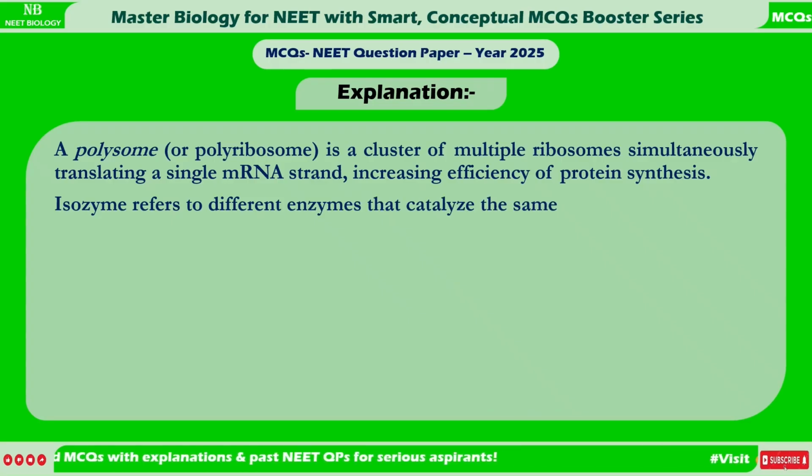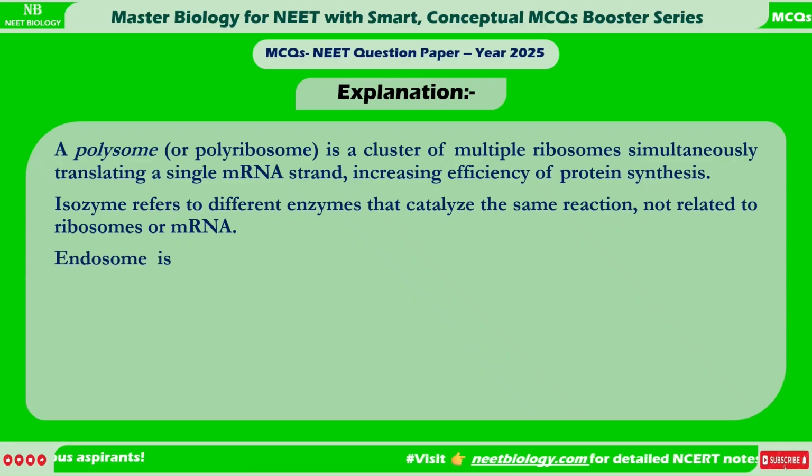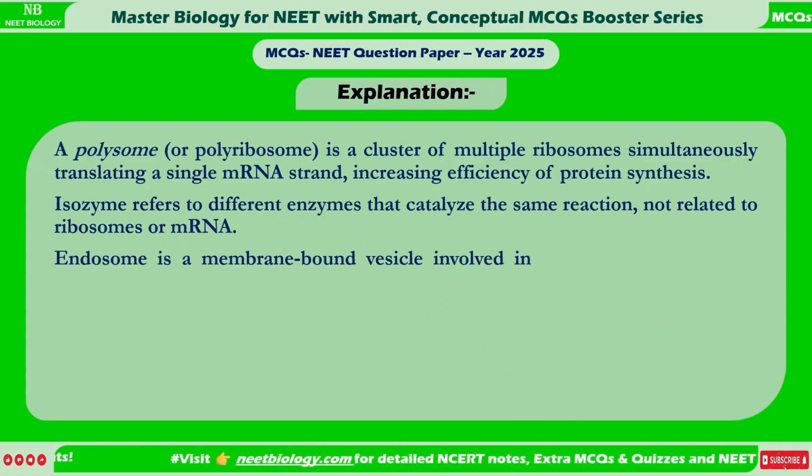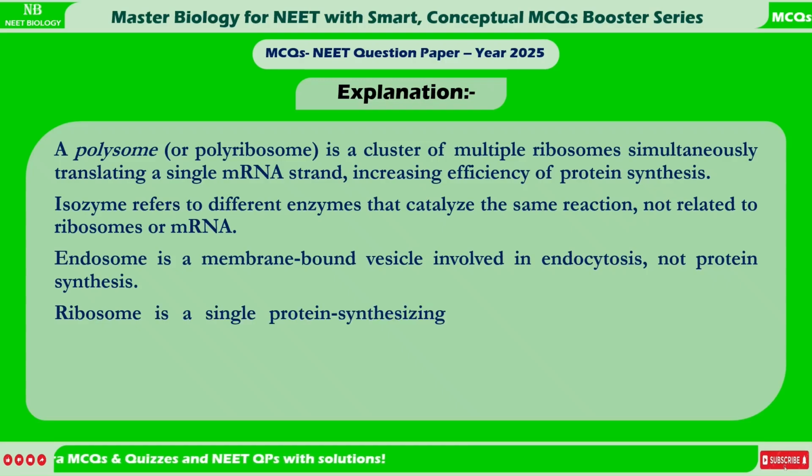Endosome is a membrane-bound vesicle involved in endocytosis, not protein synthesis. Ribosome is a single protein synthesizing unit, while a polysome involves multiple ribosomes on one mRNA.